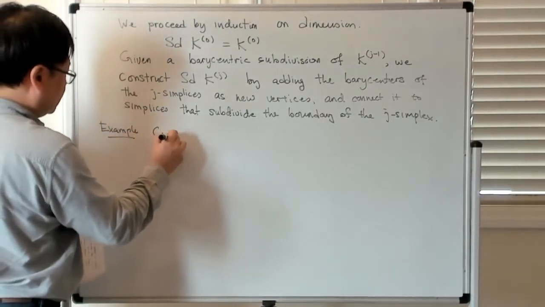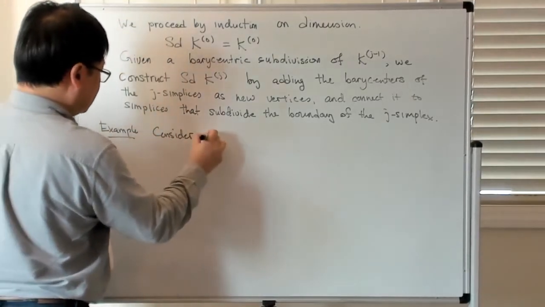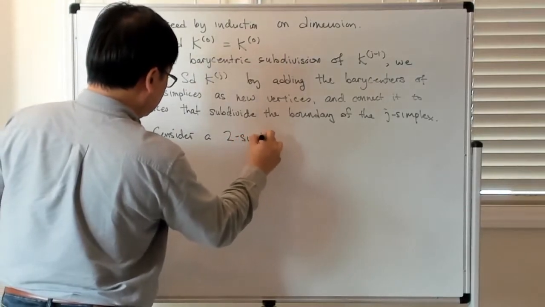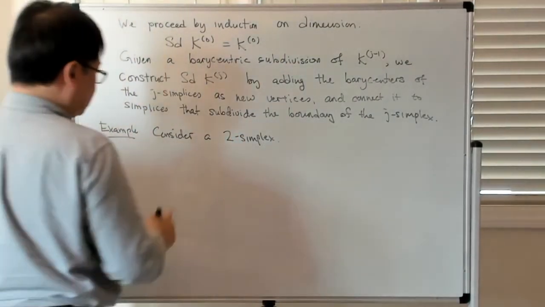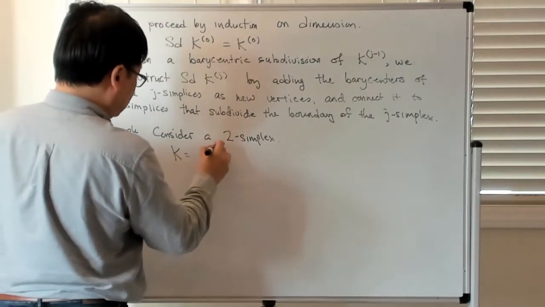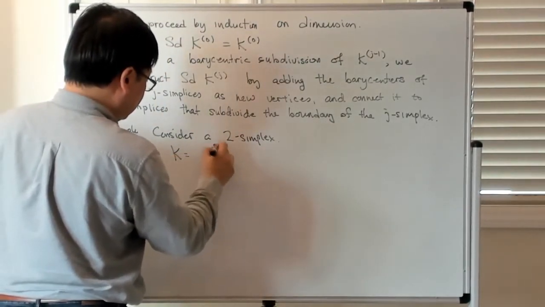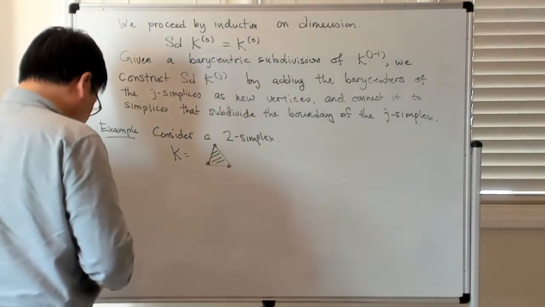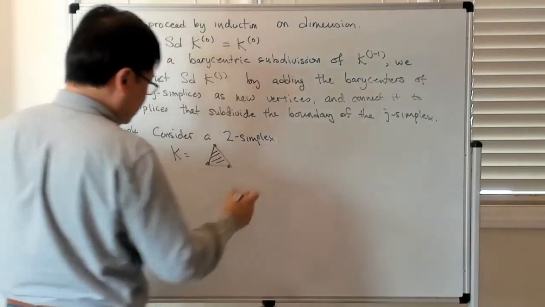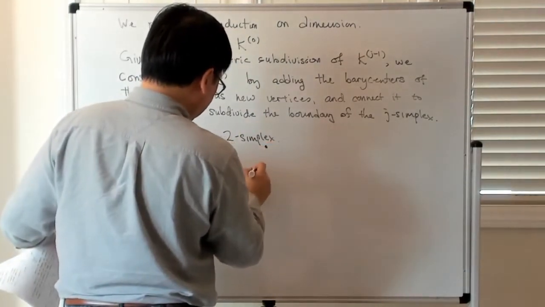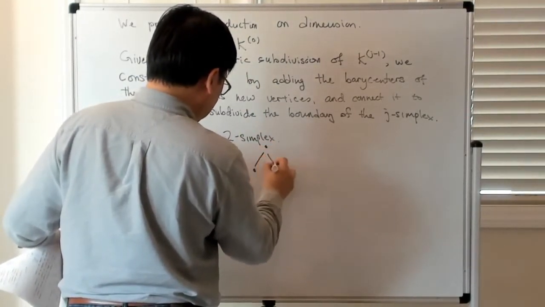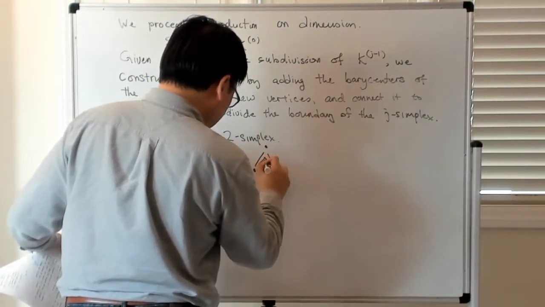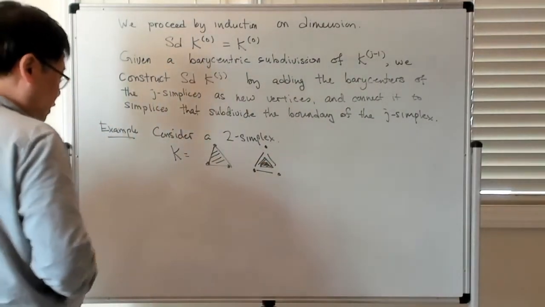So I consider a 2 simplex. Okay, so K is just this thing, right? If you prefer, maybe let me try to explicitly draw it as vertices, edges, and then something inside it. Okay, so maybe that's an easier way to see it.